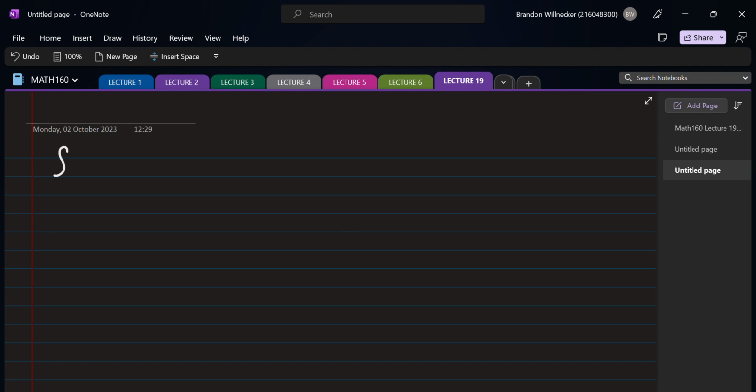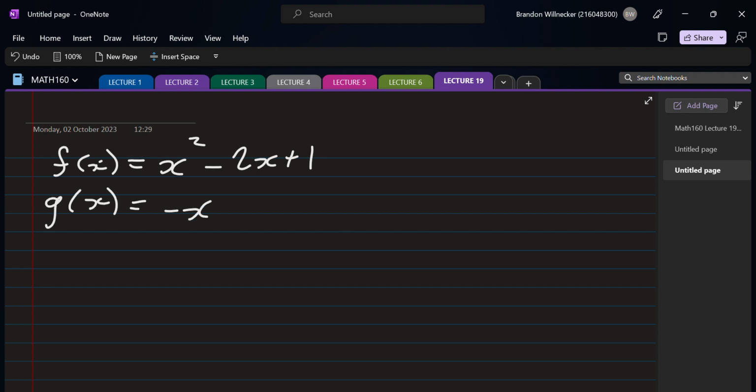So let's say f of x is equal to x squared minus 2x plus 1, and g of x is equal to, we had minus x squared plus 3x minus 1. Okay, so same functions as before, but now we're going to pretend we don't know which one's the upper and which one's the lower.